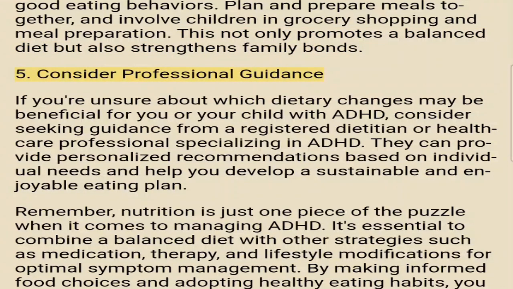5. Consider professional guidance. If you're unsure about which dietary changes may be beneficial for you or your child with ADHD, consider seeking guidance from a registered dietitian or healthcare professional specializing in ADHD. They can provide personalized recommendations based on individual needs and help you develop a sustainable and enjoyable eating plan.